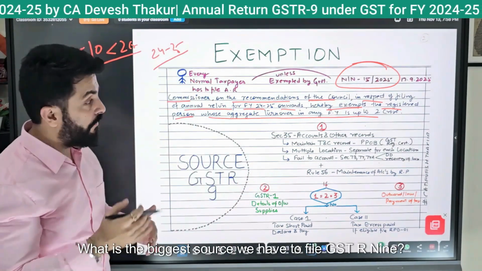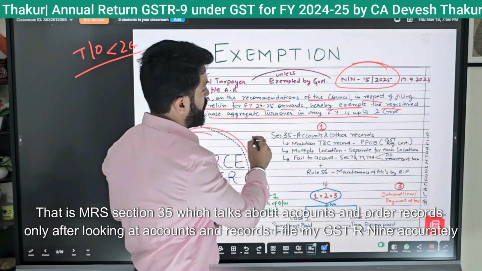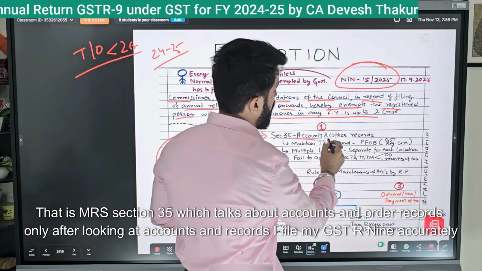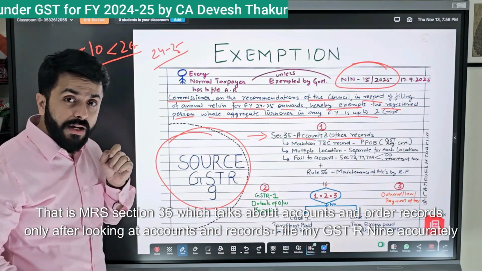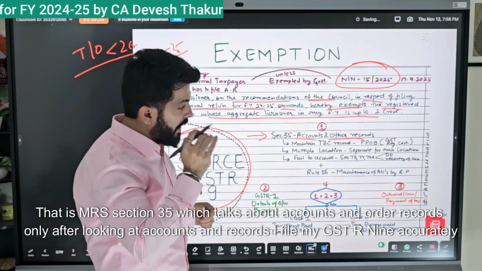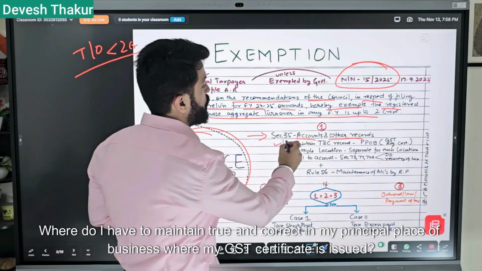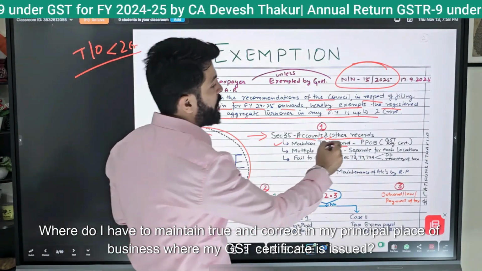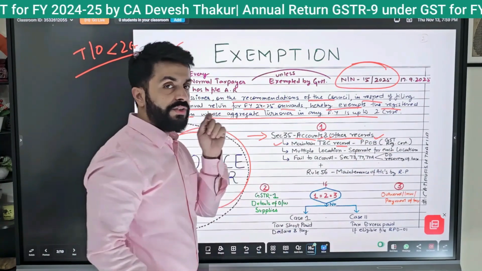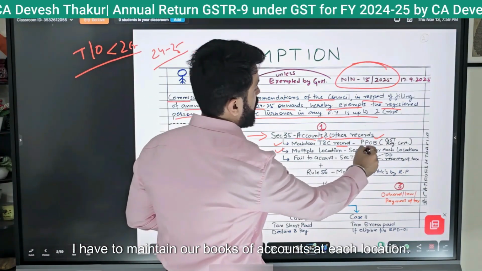What is the biggest source we have to file GSTR-9? That is section 35, which talks about accounts and other records. Only after looking at accounts and records do I file my GSTR-9 accurately. What does section 35 say about accounts? I have to maintain true and correct accounts in my principal place of business where my GST certificate is issued. If I have multiple locations, I have to maintain books of accounts at each location.